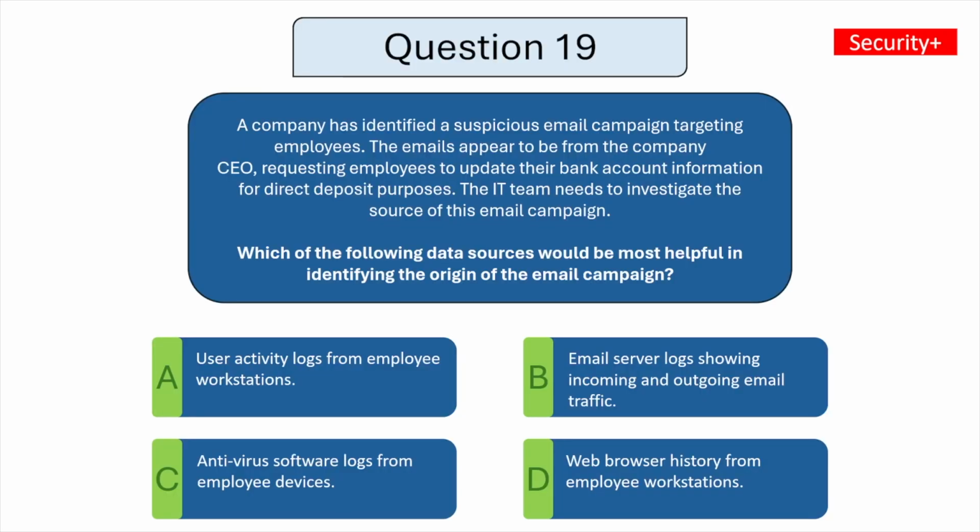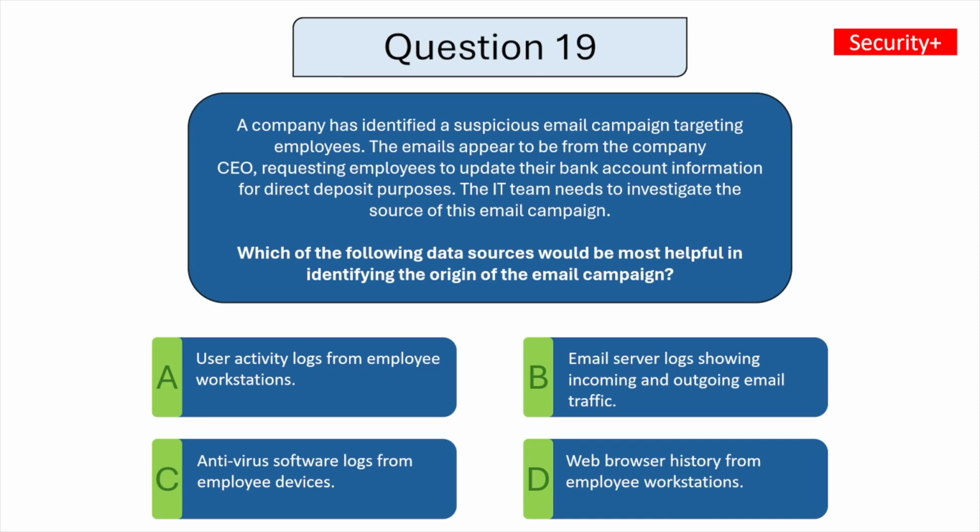Question 19. A company has identified a suspicious email campaign targeting employees. The email appeared to be from the company's CEO requesting employees to update their bank account information for direct deposit purposes. The IT team needs to investigate the source of the email campaign. Which of the following data sources would be most helpful in identifying the origin of the email campaign? A. User activity logs from employee workstations. B. Email server logs showing incoming and outgoing email traffic. C. Antivirus software logs from employee devices. Or D. Web browser history from employee workstations.